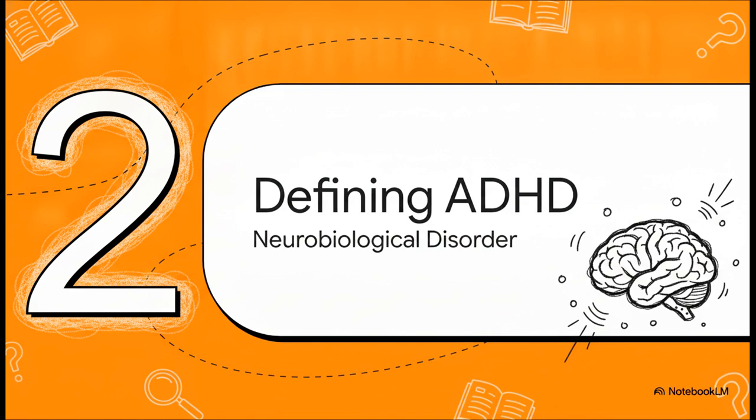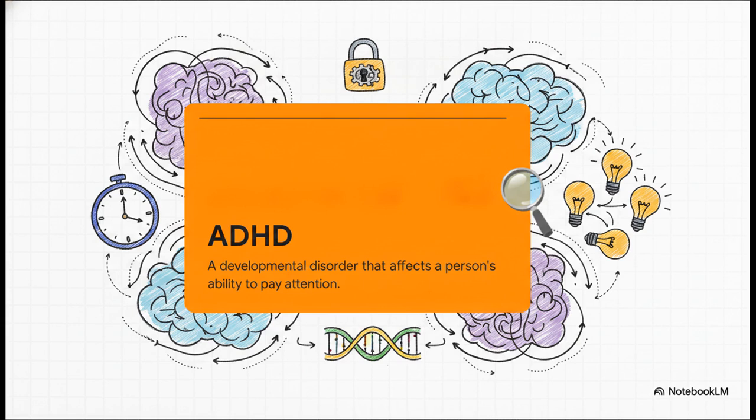Moving right along, let's jump into Section 2, Defining ADHD. We're zooming in from the broad landscape of disabilities to focus on the specific neurobiological reality of ADHD. So what exactly is ADHD? Well, our source defines it as a developmental neurobiological disability. And I really want to emphasize that word neurobiological. It completely reframes ADHD. This isn't some behavioral choice or the result of bad parenting. It's a biological reality that directly affects how a person pays attention.